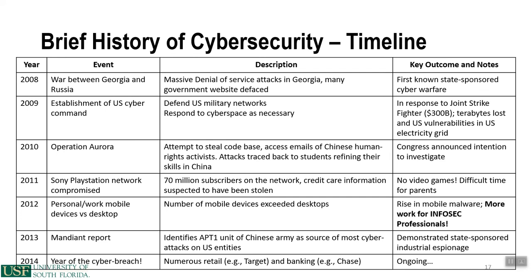And in 2013, the Mandiant report came out. This was one of the real seminal pieces of cyber threat intelligence reporting. It identified the APT-1 unit of the Chinese army as a source of most cyber attacks against U.S. entities, and this further demonstrated state-sponsored industrial espionage. 2014 was labeled the year of the cyber breach, and numerous retail and banking organizations were breached, including Target and Chase.